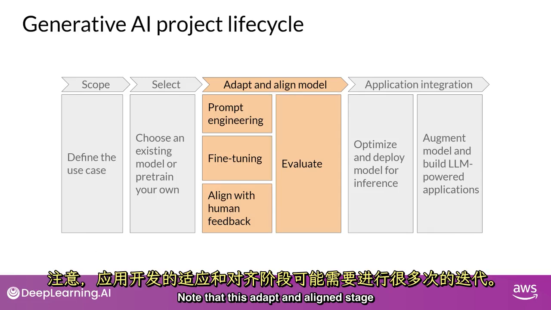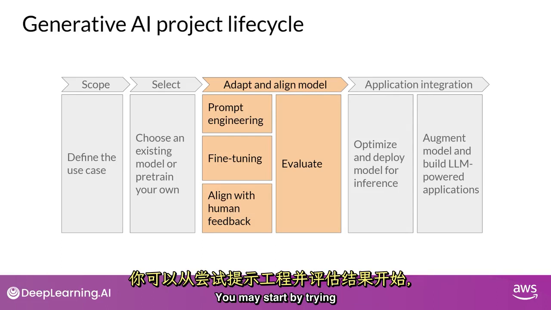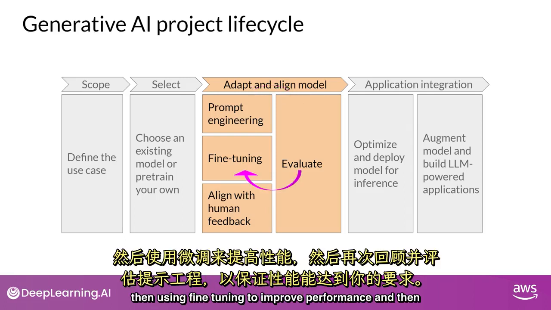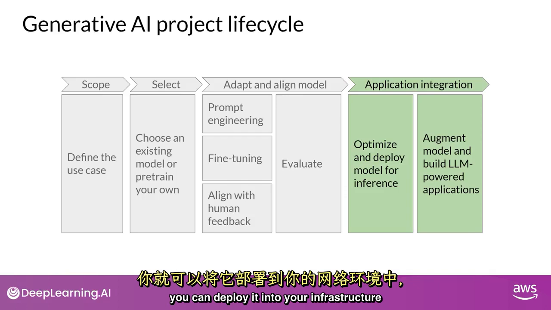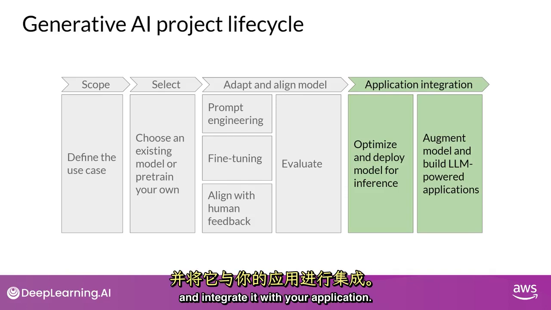Note that this adapt and align stage of app development can be highly iterative. You may start by trying prompt engineering and evaluating the outputs, then using fine-tuning to improve performance, and then revisiting and evaluating prompt engineering one more time to get the performance that you need. Finally, when you've got a model that is meeting your performance needs and is well aligned, you can deploy it into your infrastructure and integrate it with your application.